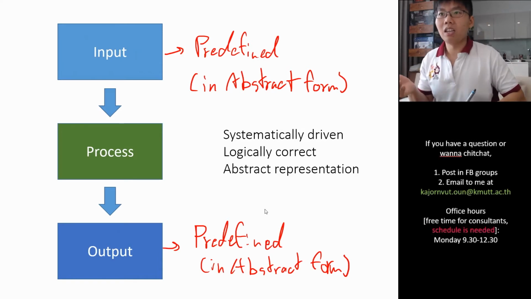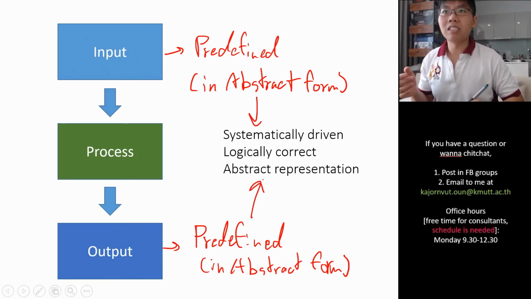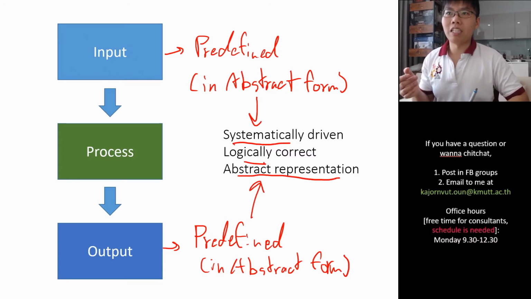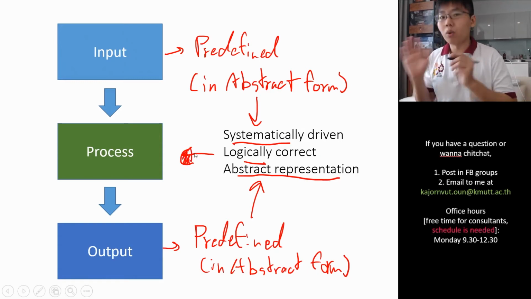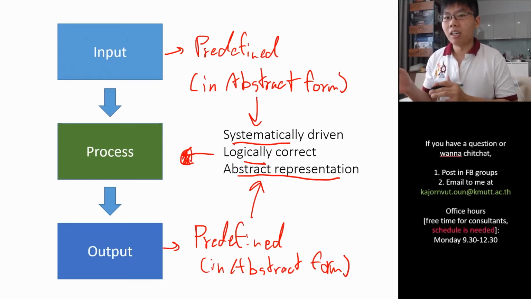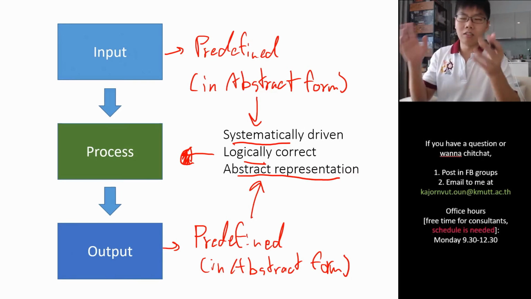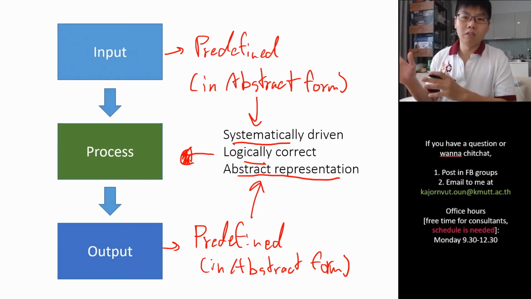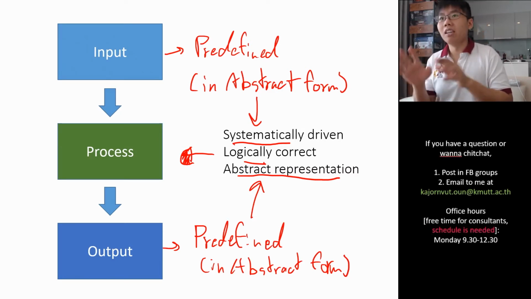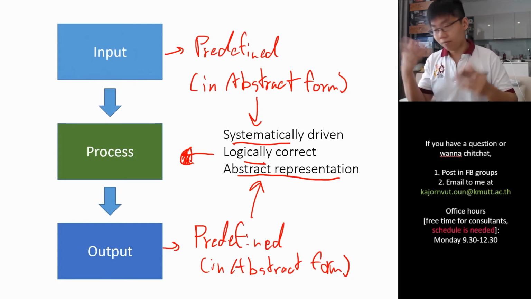Then after that, we put these two things together to design the systematic, logically correct and abstract representation of the process. Okay, that's what we do. We design, and then somebody needs to translate it into code. Sadly, in this subject you need to do it by yourself, but that's not the main point of the course for me. For me, if you can design it and it is logically sound, it's good.